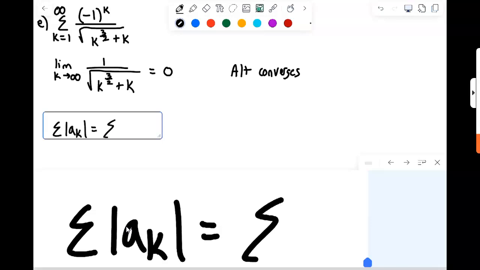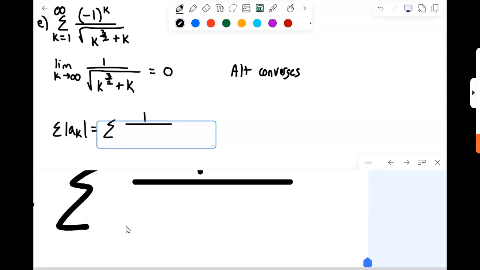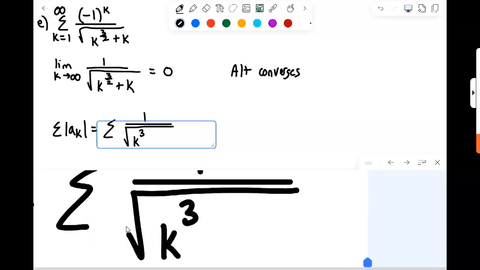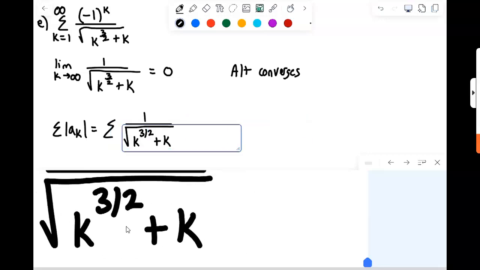For absolute convergence, we'd be looking at the sum of the absolute value of the terms. That would just be that same series without the alternating sign: 1 over the square root of k^(3/2) + k. This is a very ugly one to try and apply some of our tests to. Not looking forward to trying to do the root test or the ratio test on this. Also wouldn't be looking forward to doing the integral test on this.